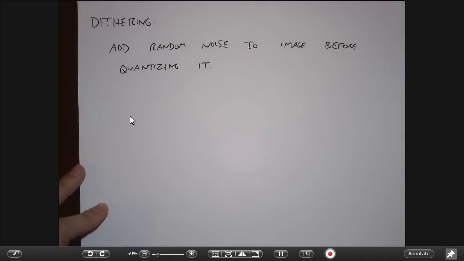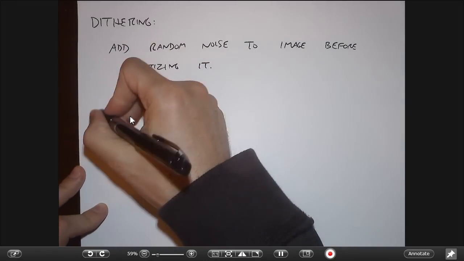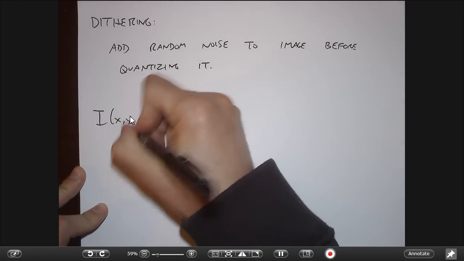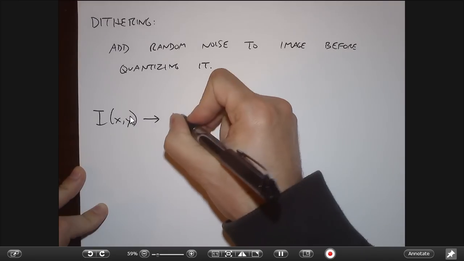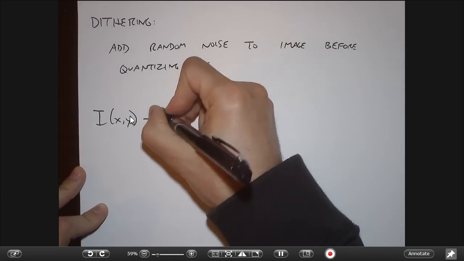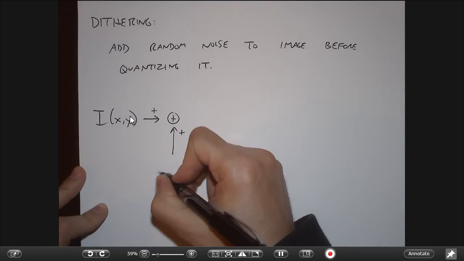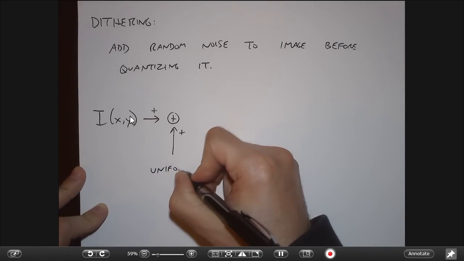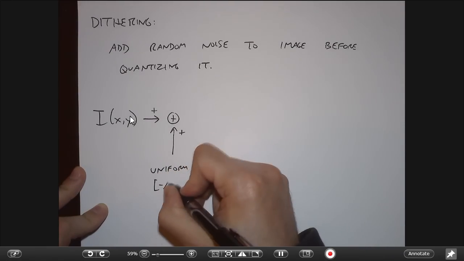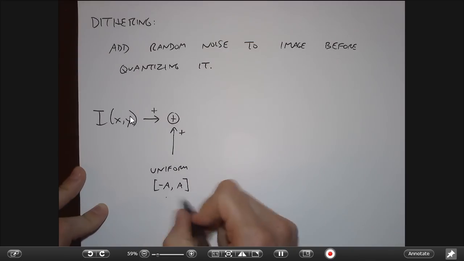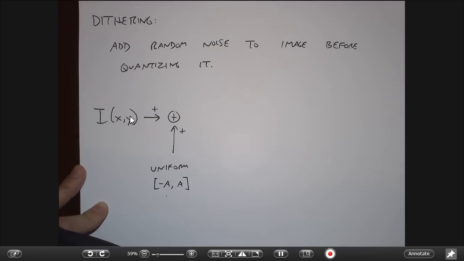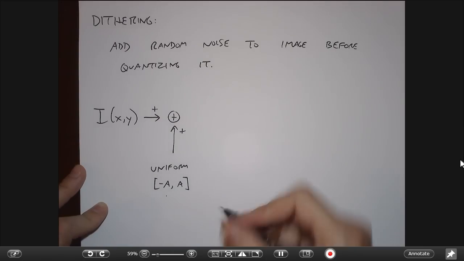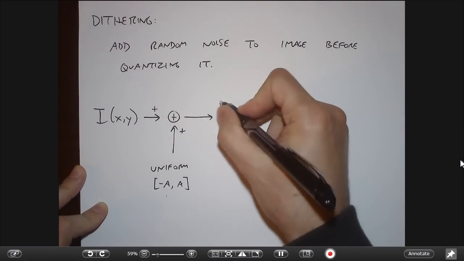And so the idea is, as a block diagram, take my original image and add to it some uniform noise, some uniform random variable distributed between minus A and plus A. We'll talk about how to choose A in a couple seconds. And then I send that through a quantizer.